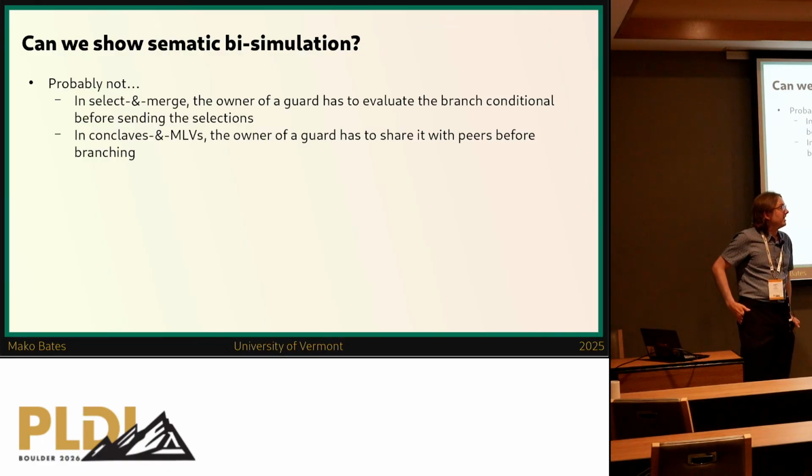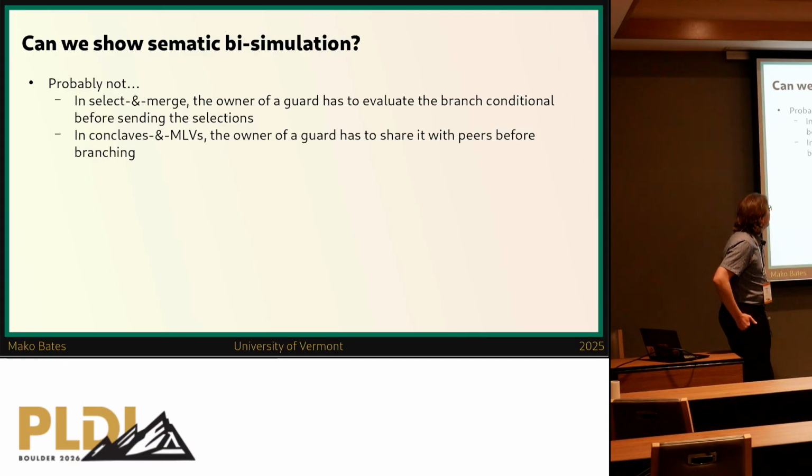So let's go back to the idea of what it means to translate. What's our equivalence relationship that we're after? Bisimulation would be great. So if you can do a step there, you can do a step in the equivalent translation. But I don't think it's promising. So if your conditional operation is something that you do semantic steps to evaluate, then in select and merge, first the owner branches, and then they send knowledge of choice related communication to everybody else. In conclaves and multiply located values, you do your knowledge of choice communication first, and then you branch.